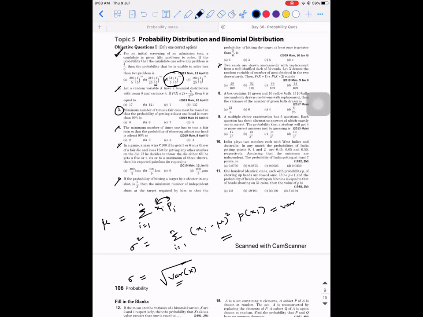So you can try from the fourth one. So the minimum number of times one has to toss a fair coin so that the probability of observing at least one head is 90%. It's at least 90%. So the number of times a fair coin must be tossed so that the probability of getting at least one head is more than 99%.